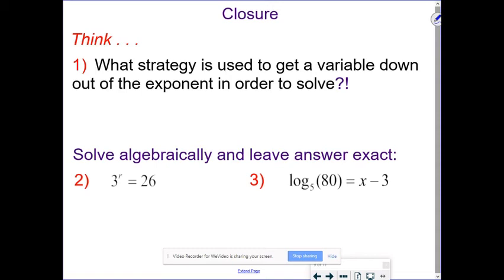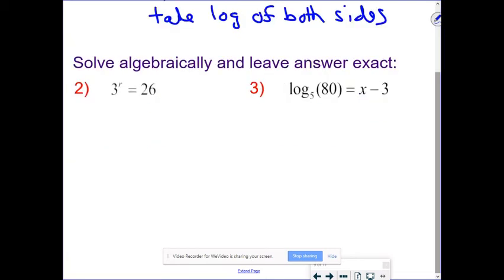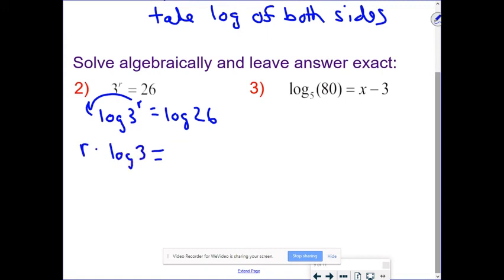So, hit pause. Take a minute, think about the closure. So in the first one, what strategy to get the variable down? We take the log of both sides. That allows us to apply the power rule, which means I'm going to take that exponent and bring it out in front. So like in this case, I take the log of both sides. Now I can bring the x down out in front.